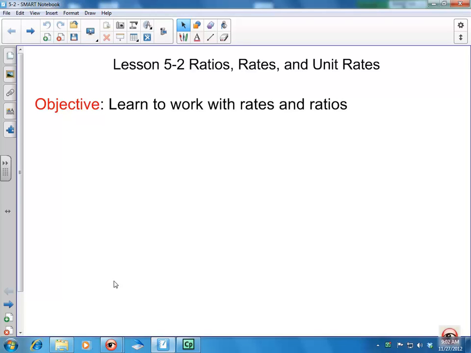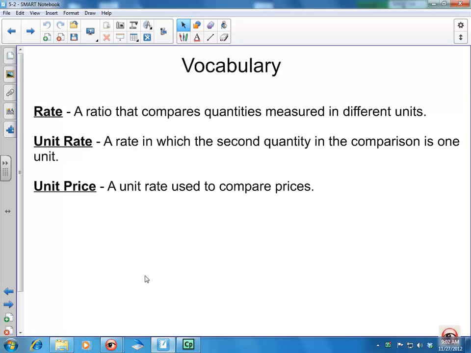Now, today we are going to be talking about ratios, rates, and unit rates, and we're going to learn how to work with rates and ratios, which most of you guys have done before. You just maybe weren't aware of the fact that they were rates or ratios. Now, we do have 3 vocabulary words today.